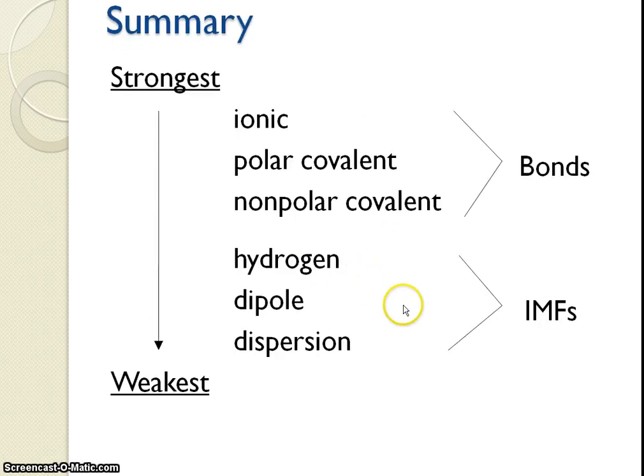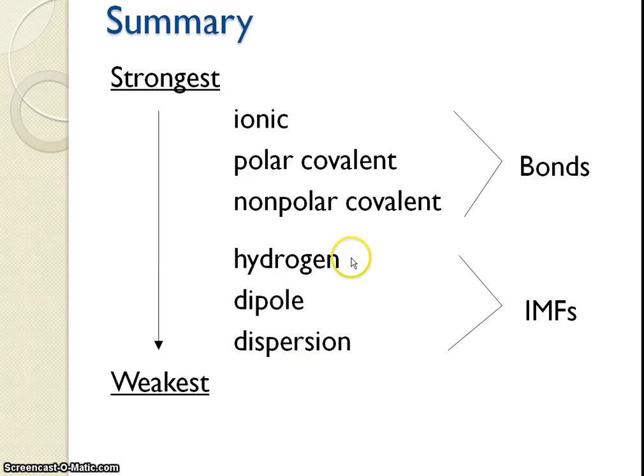This chart right here is going to be really helpful to you. So I arranged all of the different types of bonds and intermolecular forces in terms of their strength. So first of all, notice that bonds are much stronger than intermolecular forces. Of the bonds, ionic is the strongest because it has the biggest difference in electronegativity. Polar is second strongest and nonpolar is the weakest, but all three of those are still stronger than the three intermolecular forces.